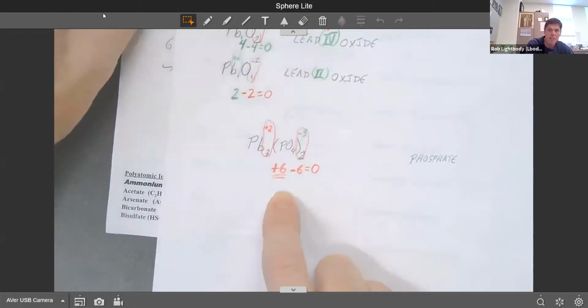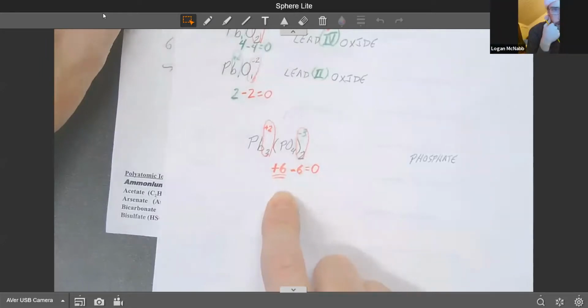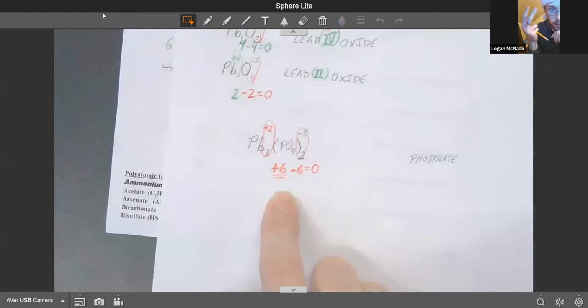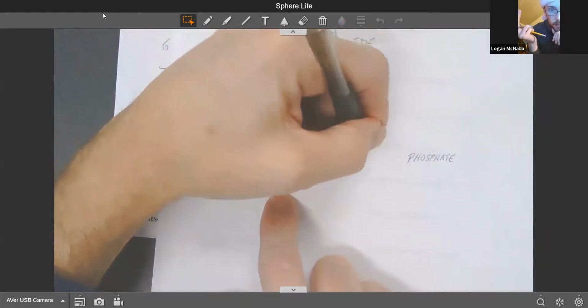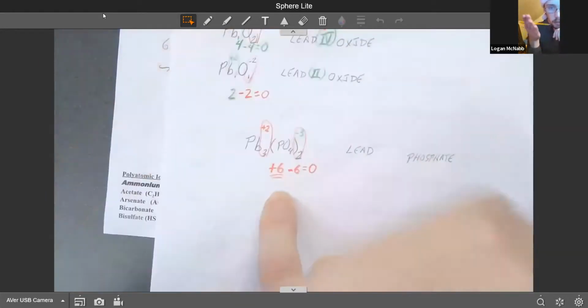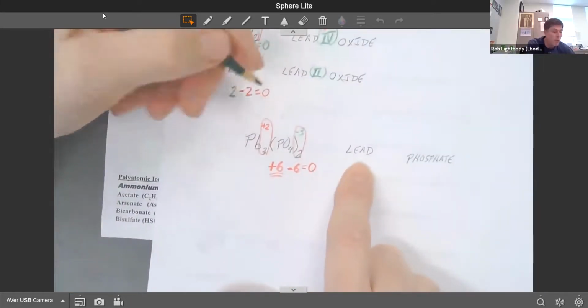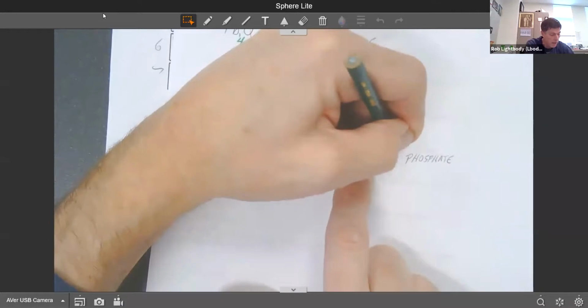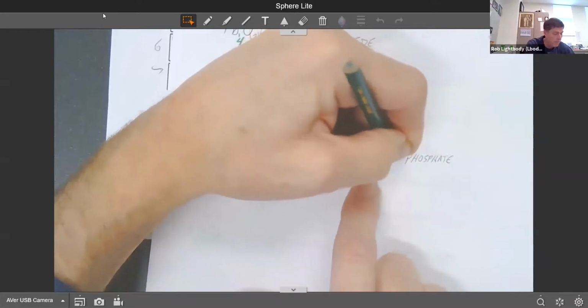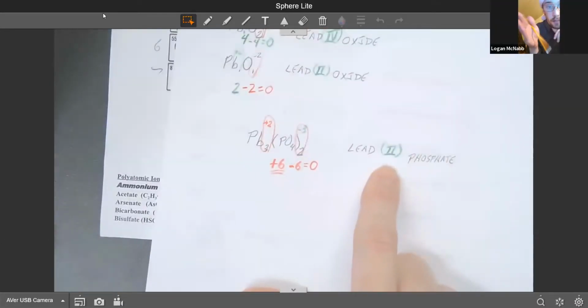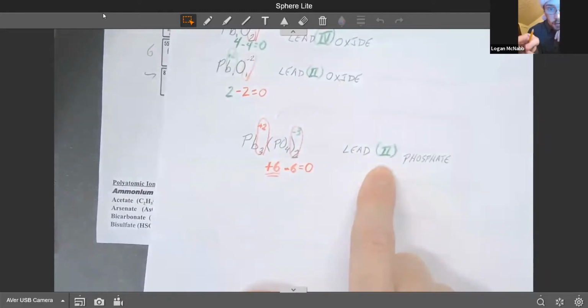Logan, did that make sense? Did that answer your question? So in writing that out, it wouldn't be Pb3 and then the Roman numeral 2. It would just be how you wrote it out originally. No, I take that back. Because lead can have multiple charges, yes, it would be a Roman numeral 2. I'm sorry, I thought you were going to say something different.